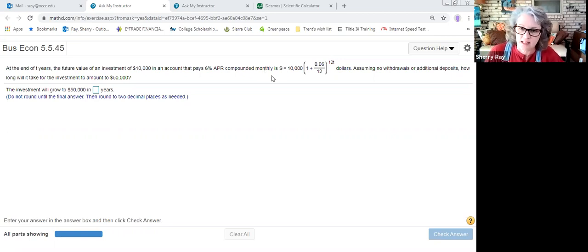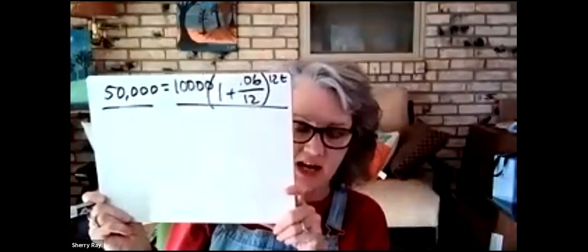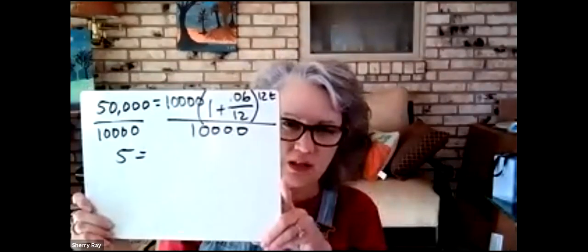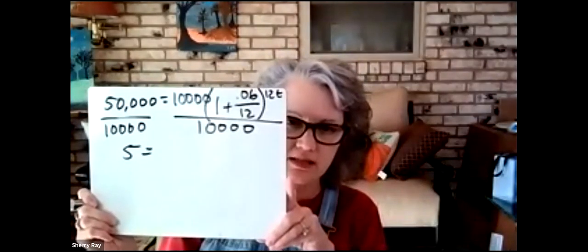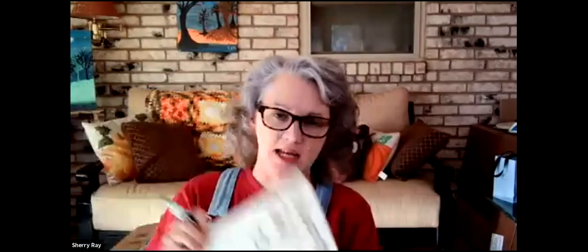What I've done is I've taken this formula, I replaced S with 50,000, okay? So I'm going to divide each side by 10,000. And I have 5 equals. Now I'm going to take the 1 plus 0.06 over 12, and I'm going to change that into a decimal. And so we have 1 plus 0.06 divided by 12. They have 1.005 to the power of 12t.